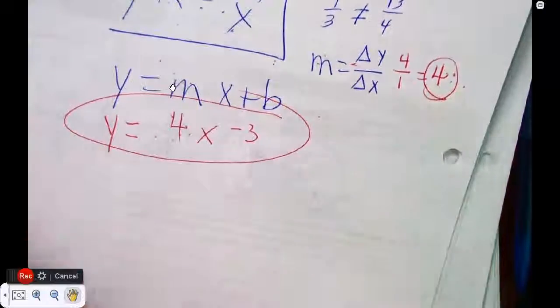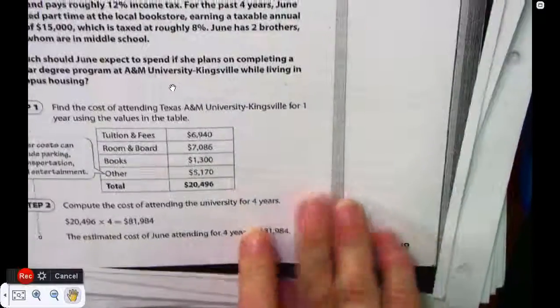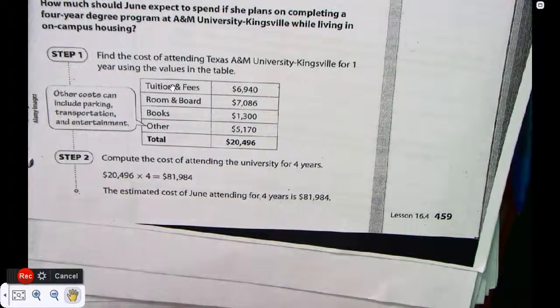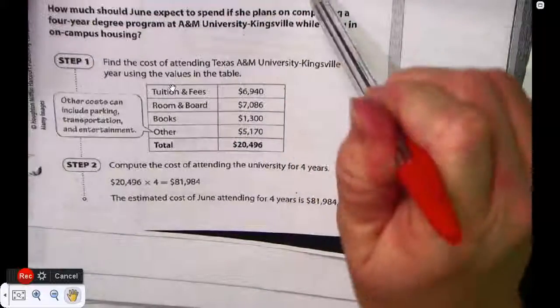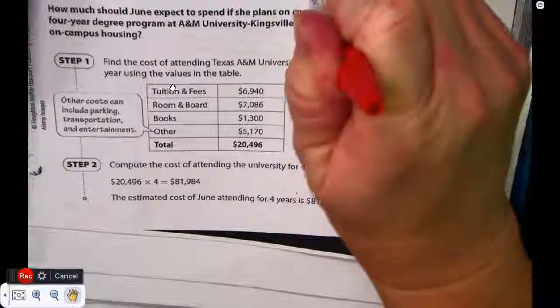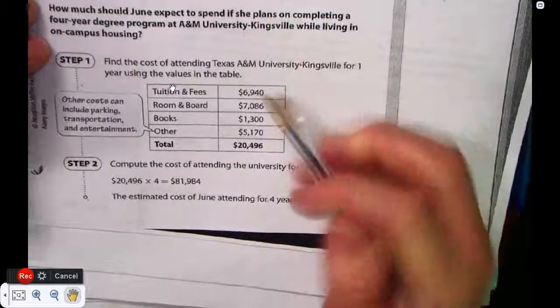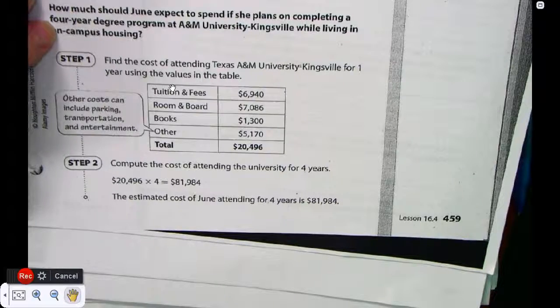Okay? So what we're going to do is figure out the cost to go to college. Get your calculator ready. You're going to need it. They did the first one for us. They were nice. Okay, this girl, June, is trying to decide whether she really wants to go to A&M at Kingsville and live on campus.